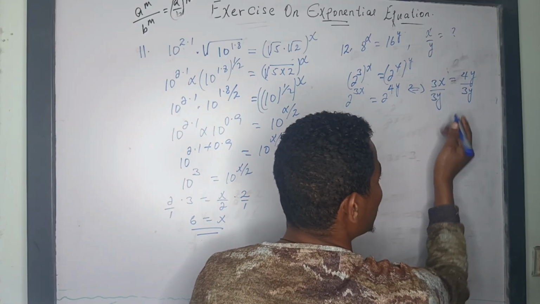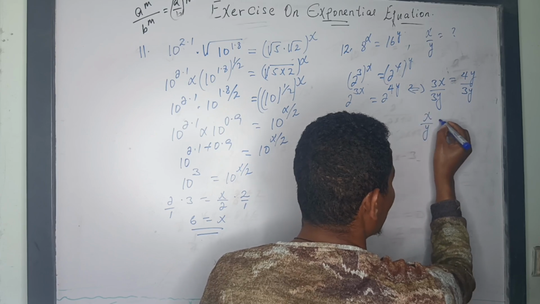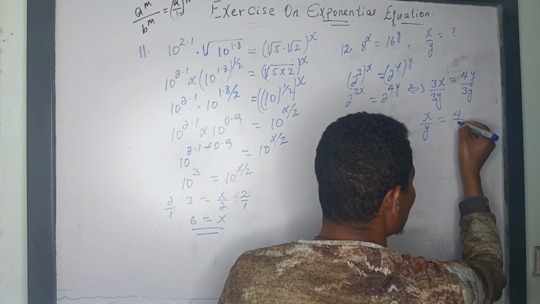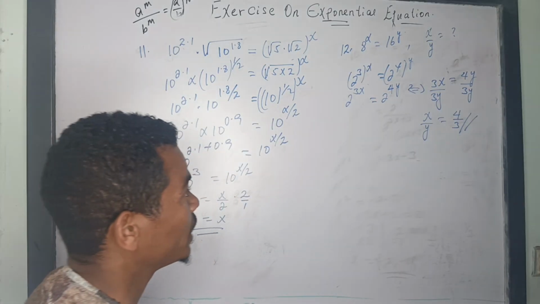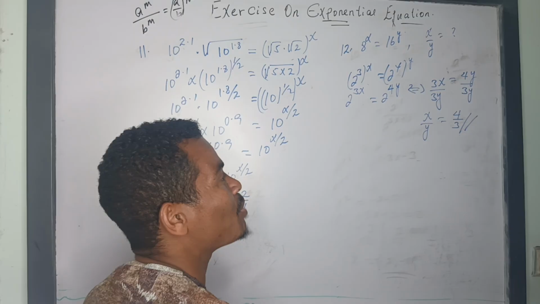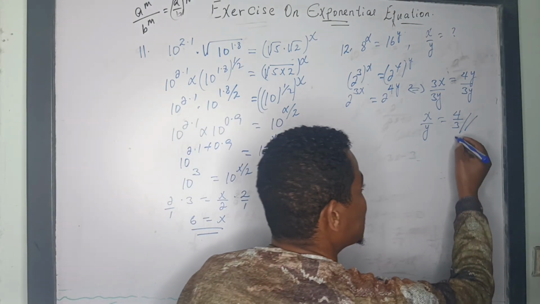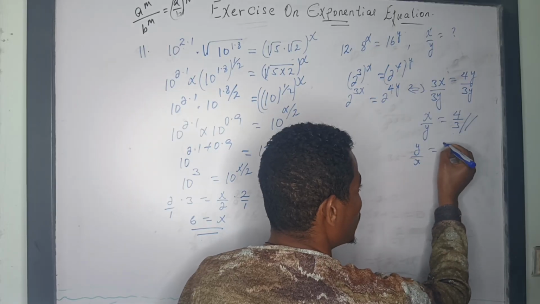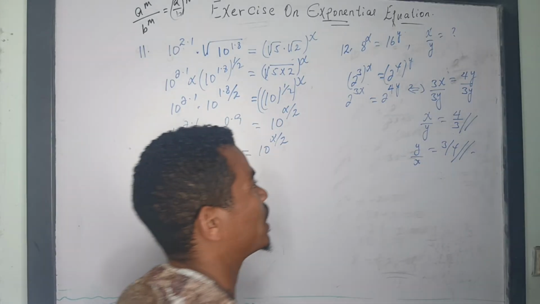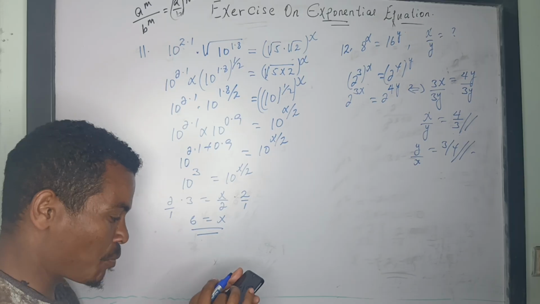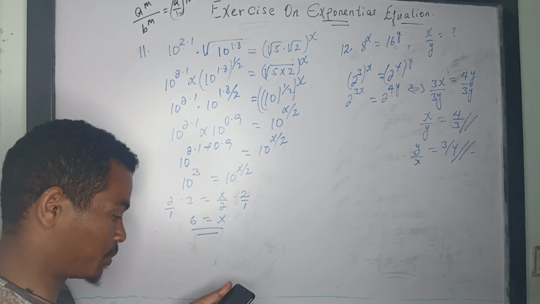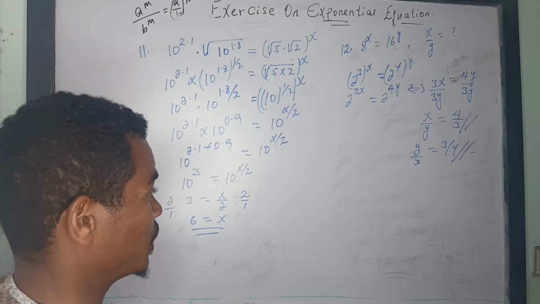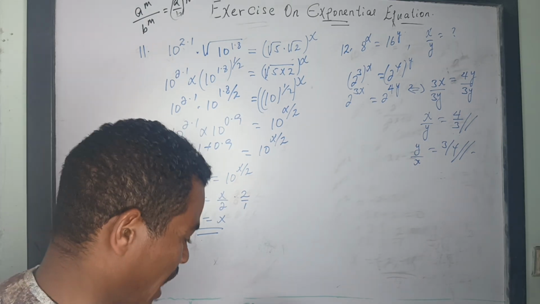Okay, 3 cancelled by 3, we can get on this side x over y is equal to y divided by 1, y is 1, then you can get 4 over 3. So 8 to the power of x is equal to 16 to the power of y, then x over y is 4 over 3. If we ask for y over x, we get 3 over 4. This one is part 1, the multiple choice part. Okay, the next one is the workout part. So solve the following exponential equation.